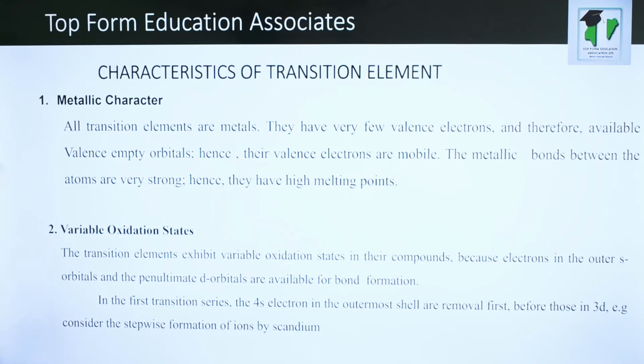The second characteristic there is variable oxidation state. The transition elements exhibit variable oxidation states in their compounds because electrons in the outer s orbitals and the penultimate d orbitals are available for bond formation. In the first transition series, the 4s electrons in the outermost shell are removed first before those in 3d. For example, consider the stepwise formation of ions by scandium below.